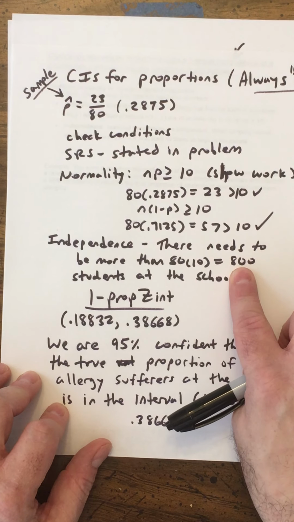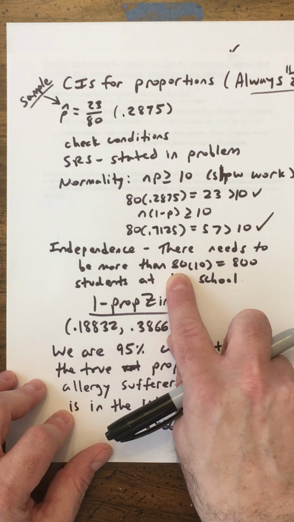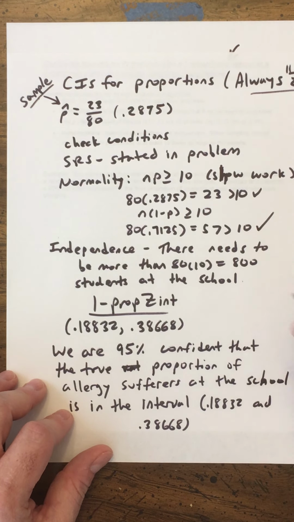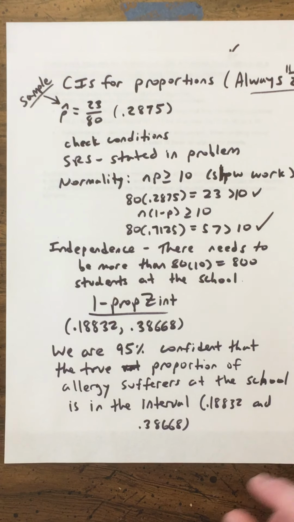Independence. The school has to have at least 800 students in it because your sample had 80, and you need to make sure that there's at least 800 at the school. So you could say it's reasonable to assume that there are 800 students at the school, or there needs to be 800 students at the school in order to use this interval. Then let's go take a look at how to do this.